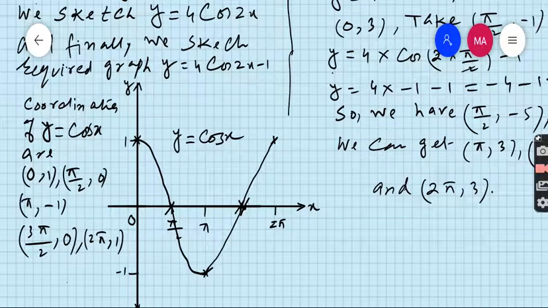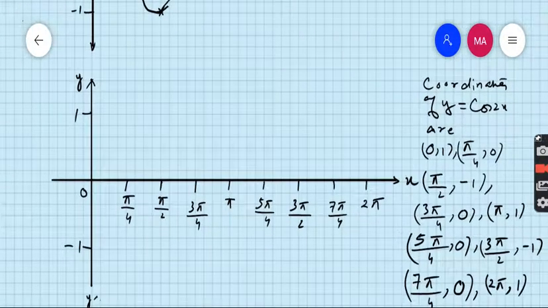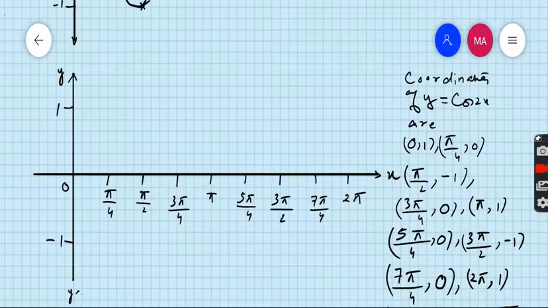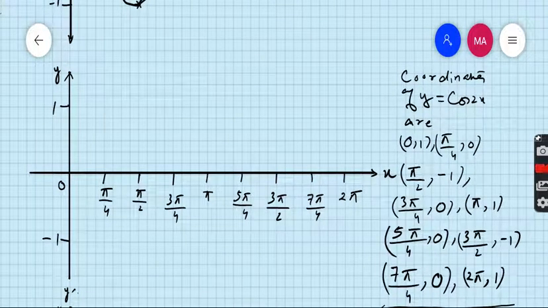Okay. Now the second one: I am going to draw the graph of y equals cos 2x. So first we have to write the coordinates. You can see on the right side of the screen the coordinates of y equals cos 2x. Again I am repeating, we should have all coordinates, not only the maximum and minimum points, but also the x-intercepts. So when x is 0, the value is 1. When x is pi by 4, the value is 0.